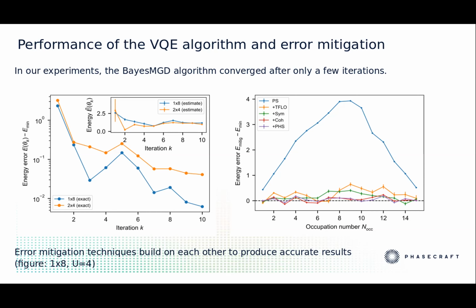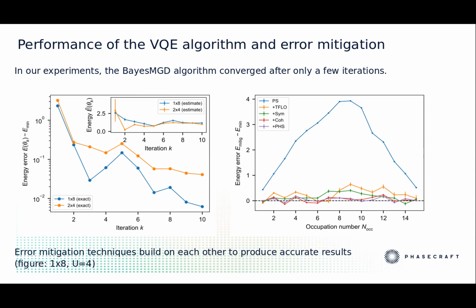The blue line is essentially just post-selecting on the correct occupation number, right? So we do the experiment, it's a bit string, we look at the number of ones. If that matches what we input, we keep it. If it doesn't match, we throw it away. Just doing that, the results are not very good.